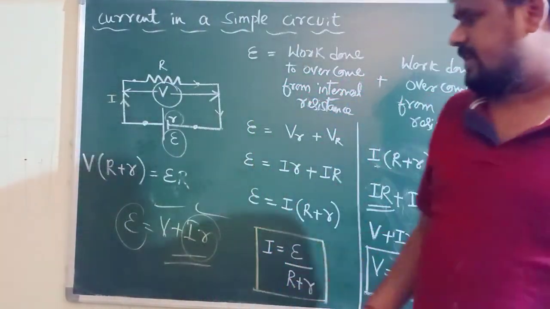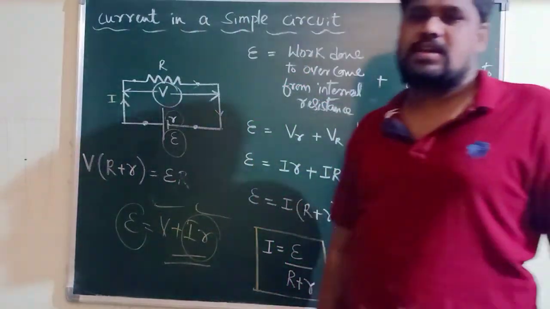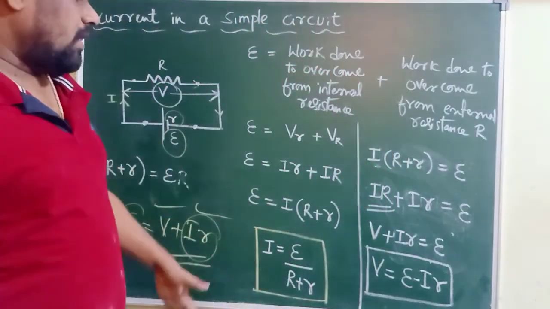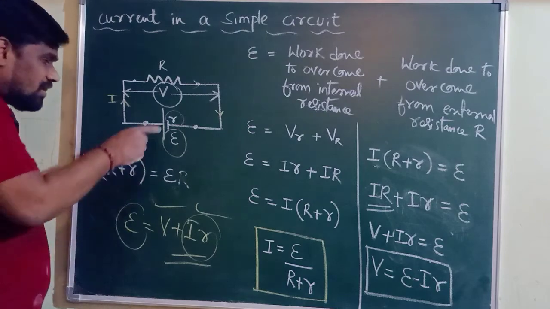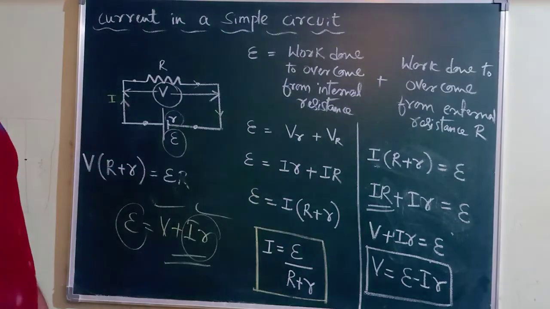So we derived an expression for current in a simple circuit at the beginning. Later we derived an expression for V here. What is V? It is called the terminal potential difference of a cell.